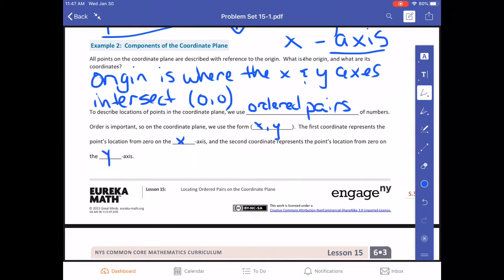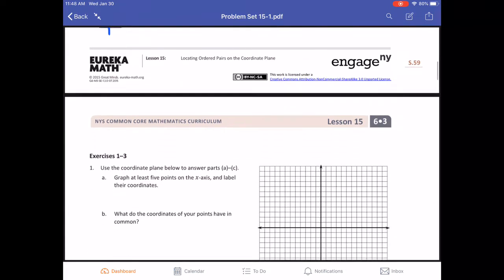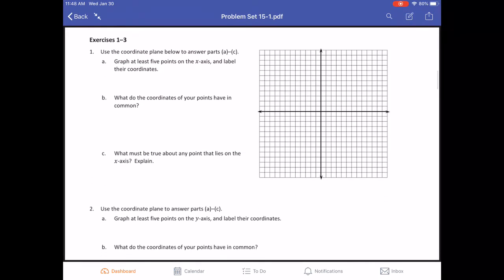So again, if you need to, you can pause this video, write down what needs to be written down, and then when you're ready, you can push play, and we'll move on, because I'm going to go on to number 3. All right, actually, these are exercises. So we're going to be talking about points that lie on both of these axes here.